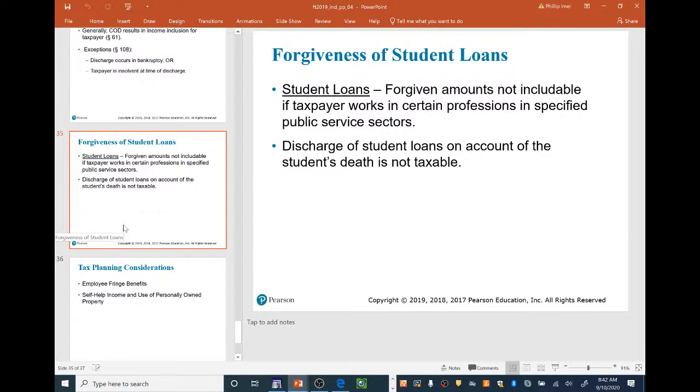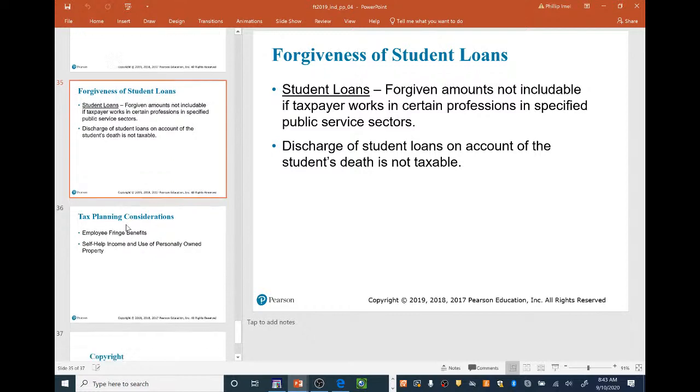So like if you're in public service, like if you're a teacher or something of that sort, then a lot of times you can make a standard payment on it or a certain type of payment for 10 years. And then after you make those payments for 10 years, anything over and beyond what you still owe is going to be forgiven, and you do not have to include that as income. So that's nice. Discharge of student loans on account of the student's death is not taxable, obviously, because they're no longer in existence.